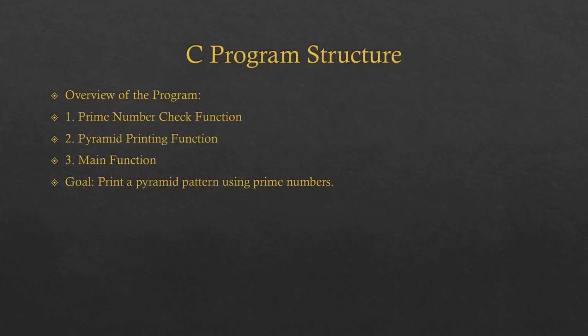Now let's take a look at the structure of our C program. The program is divided into three main parts. The prime number check function, which verifies if a number is prime. The pyramid printing function, which generates and prints the pyramid pattern. Finally, the main function, which ties everything together and calls the function to execute the program. Our goal is to print a pyramid using prime numbers.